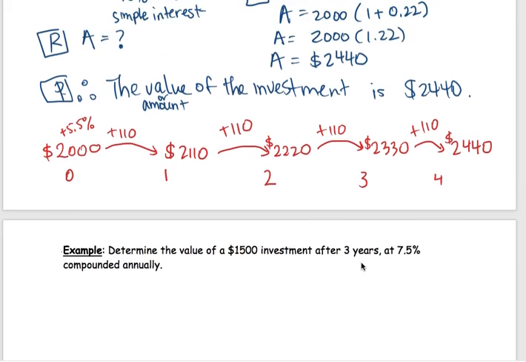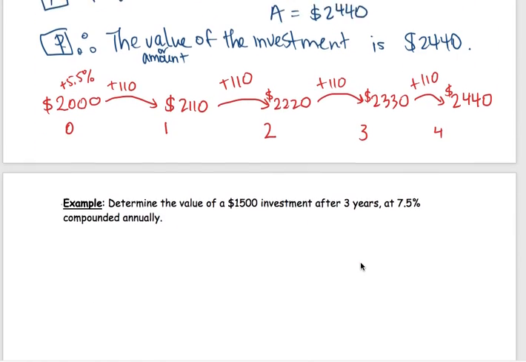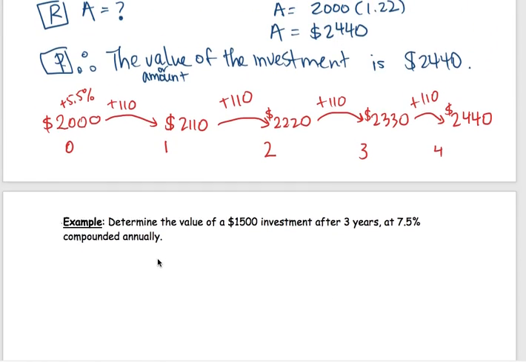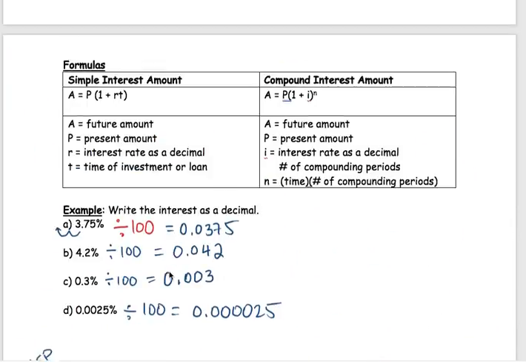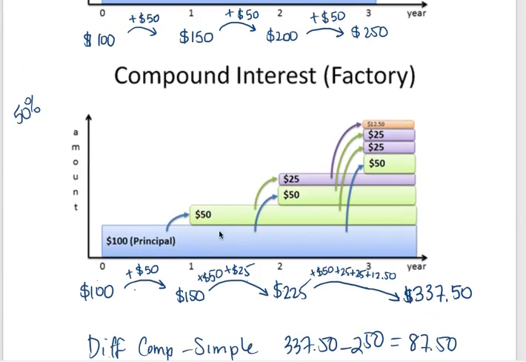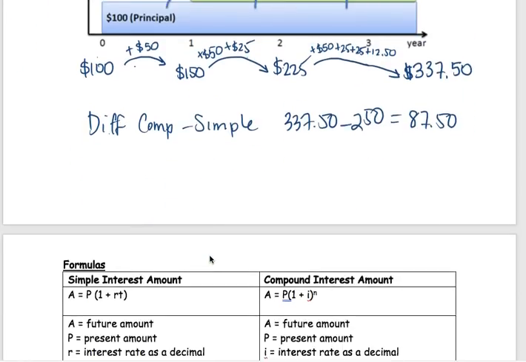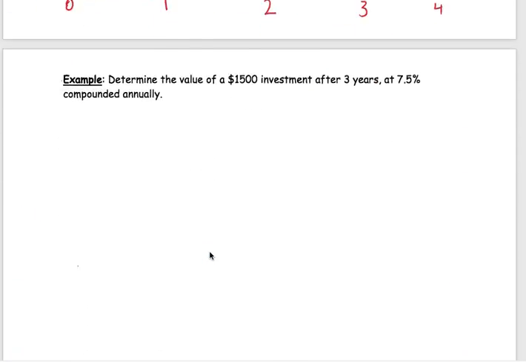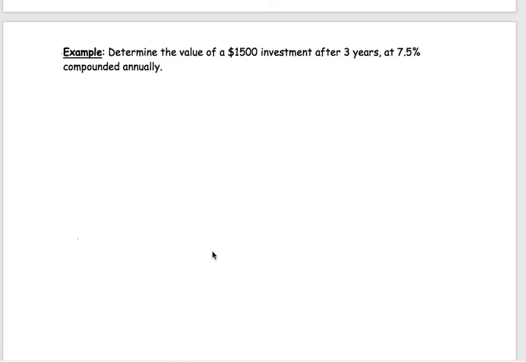Okay, so that was simple interest. So now let's look at a problem where we have compound interest. Again, you're leaving your money in, and we are now going to pile on top of the original amount the interest amount as well. Okay, so let's take a look here. We're just going to do this without the formula, more visually, just like I had before.